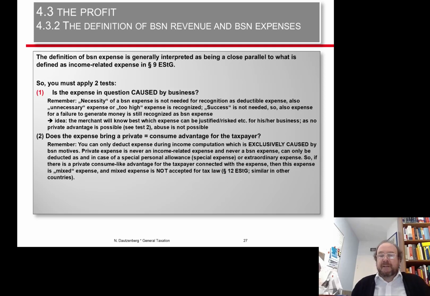Please remember how we defined business expense or income related expense, which is deductible when you compute the income. The same 2 tax tests must be made when it comes to business expenses. The first test is something caused by business. And only the cause, so the motive, the prevailing motive is decisive for that. Is the cause why this business expense was made something which has to do with business? Necessity is not necessary.